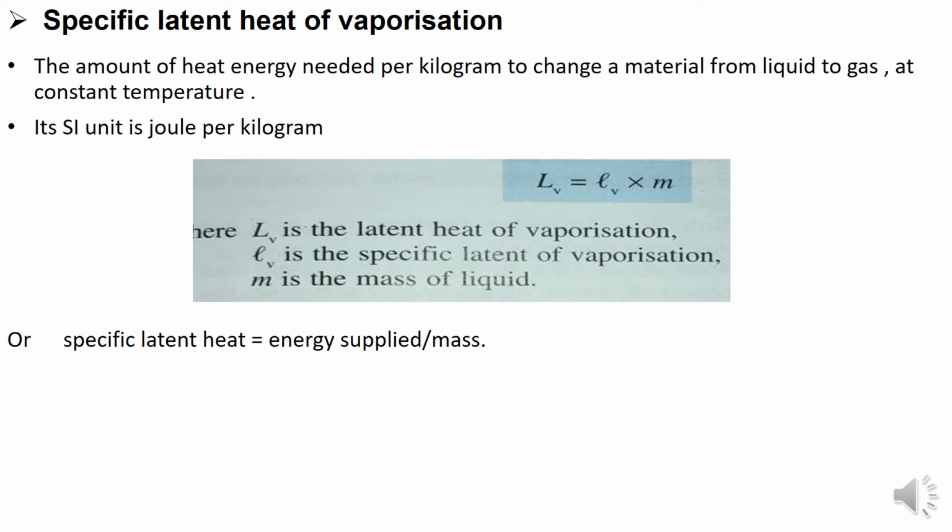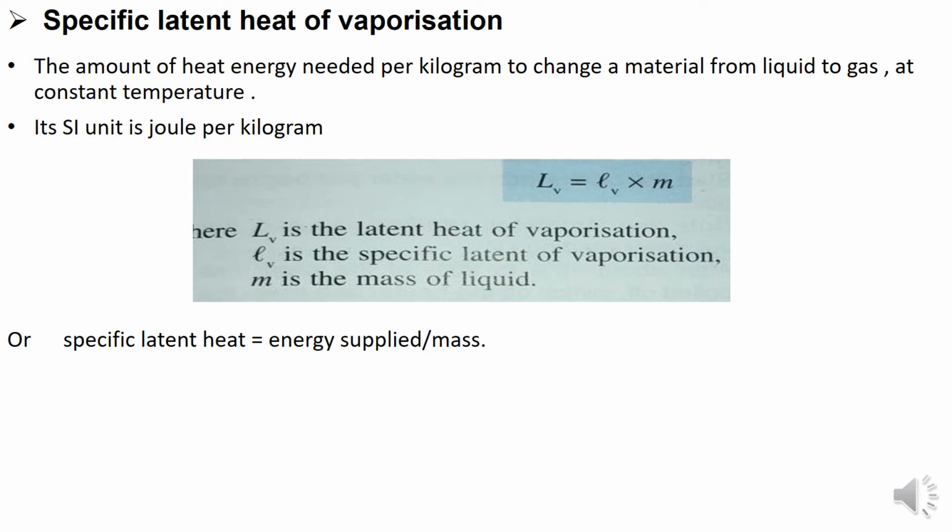You can write the equation for latent heat of vaporization: capital LV equal to small lv into m. Here small lv represents the specific latent heat of vaporization and m is the mass of the liquid. If you rearrange the equation to find the specific latent heat of vaporization, it will be small lv equal to capital LV divided by m. Specific latent heat equals energy supplied divided by mass. This equation is common for everything.